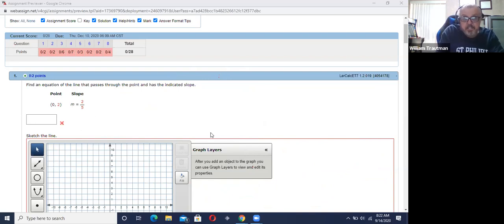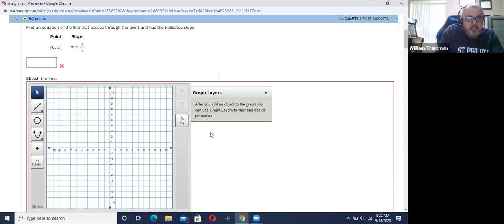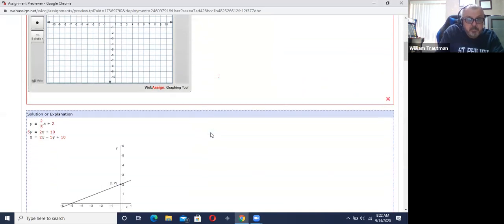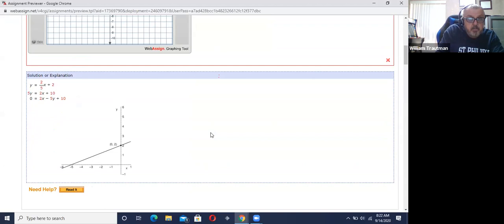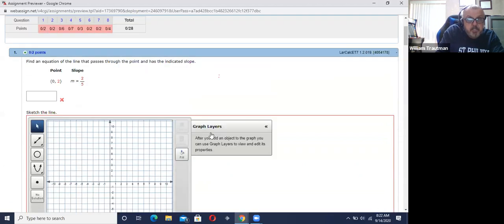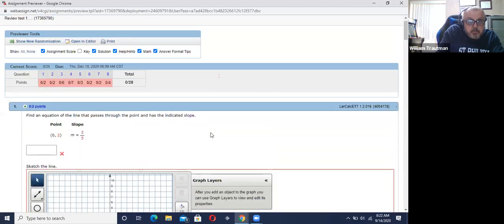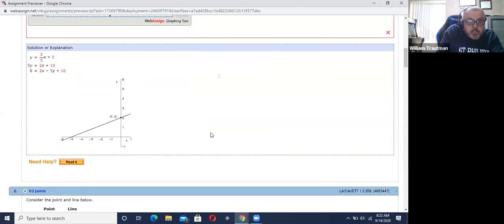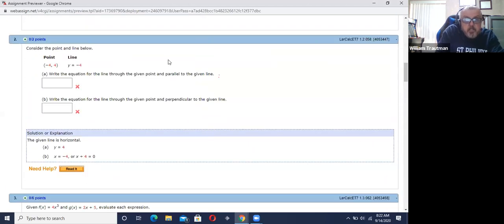I'm not going to graph these, by the way. Everything's multiple choice on this test. Give me a second here. Where are we at? Question number 2. Give me 1 second.